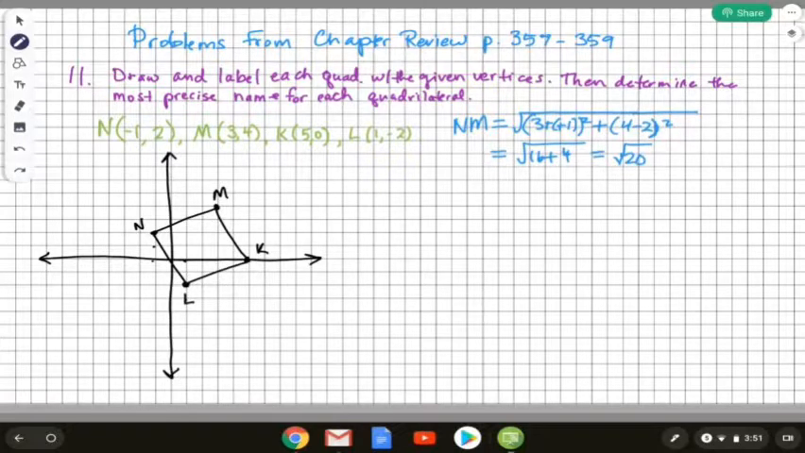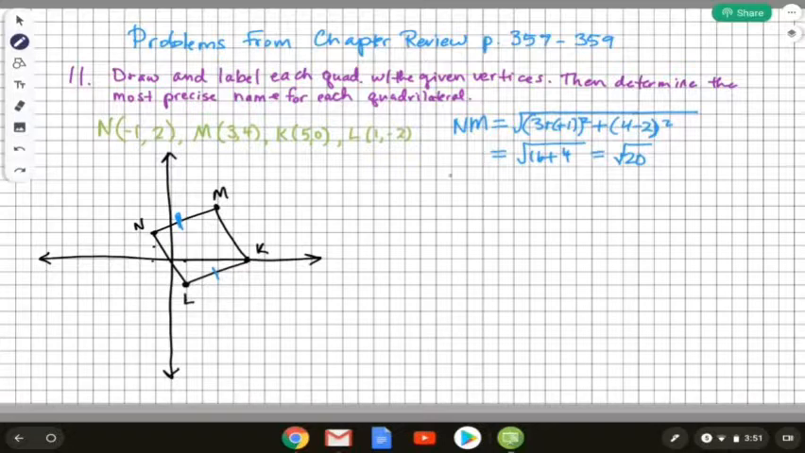Now I could simplify that, but I don't need to. I'm just going to compare it to the length of LK. So I want to see if NM is congruent to LK. That's my question. I'll also check MK and LN as well.